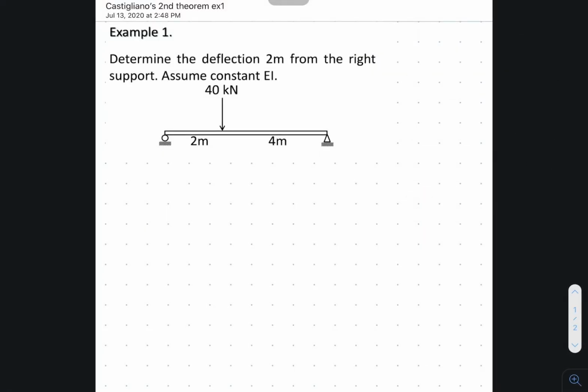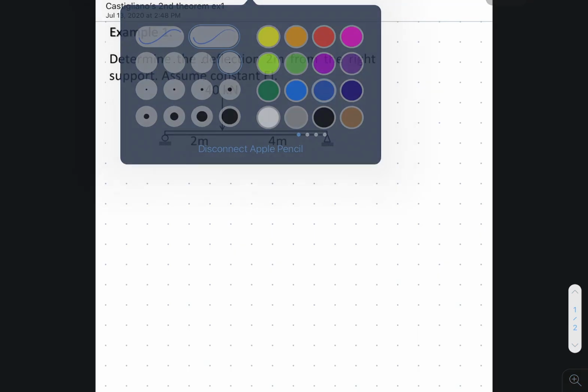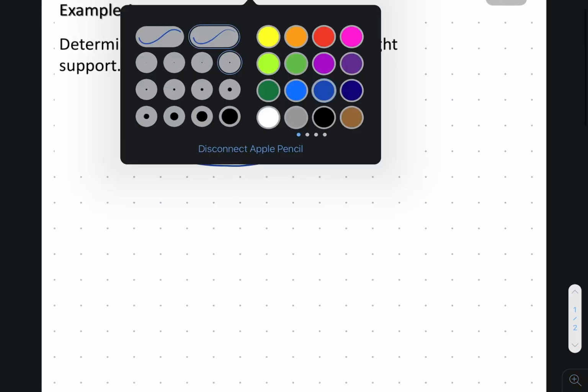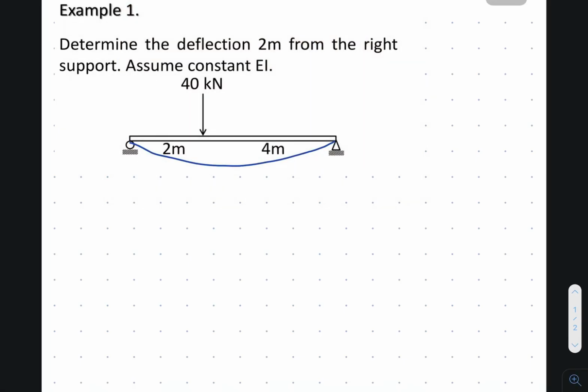So example number 1, determine the deflection 2 meters from the right support. Before solving for the reactions, all we have to remember is to first get the estimated deflection or elastic curve and place the point at which deflection is asked. In this case, it's at 2 meters here. This is the deflection being asked.